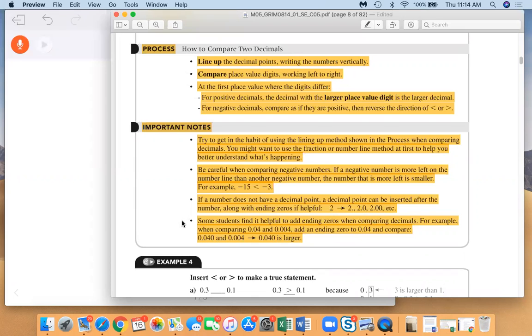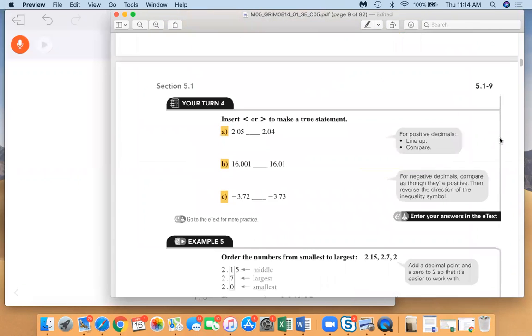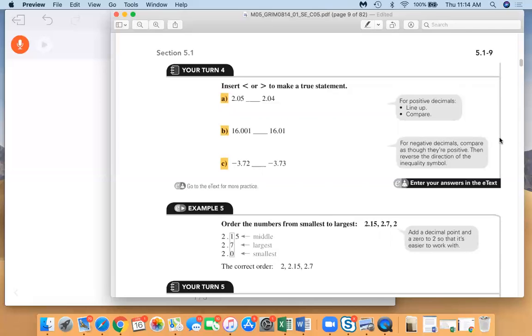Some students find it helpful to add ending zeros when comparing decimals. For example, here we have 0.04 and 0.004, and add an ending 0 to 0.04 to compare. So you can just line them up. And we'll go through some examples that'll make that pretty clear. So let's go down. We're on page 9 on your turn.